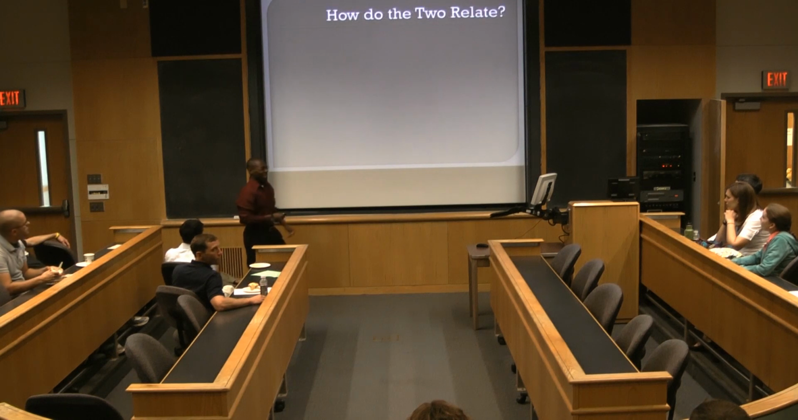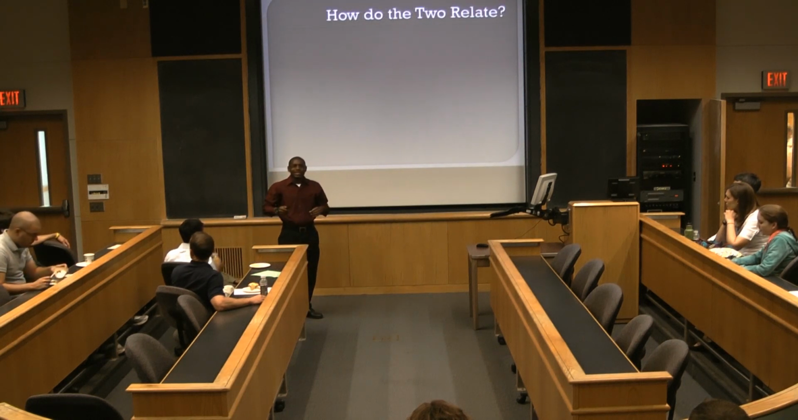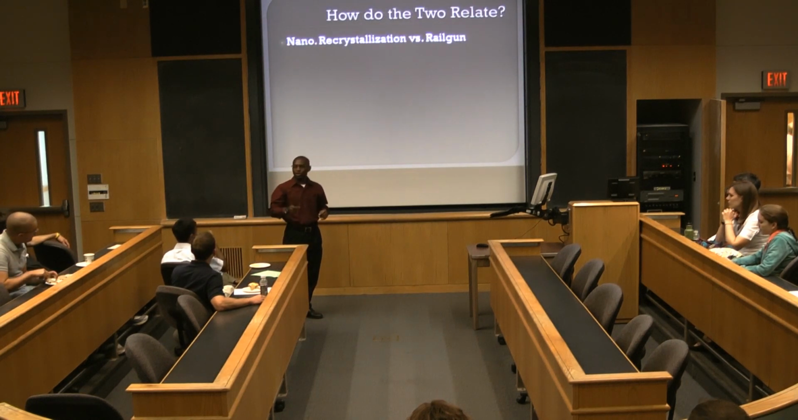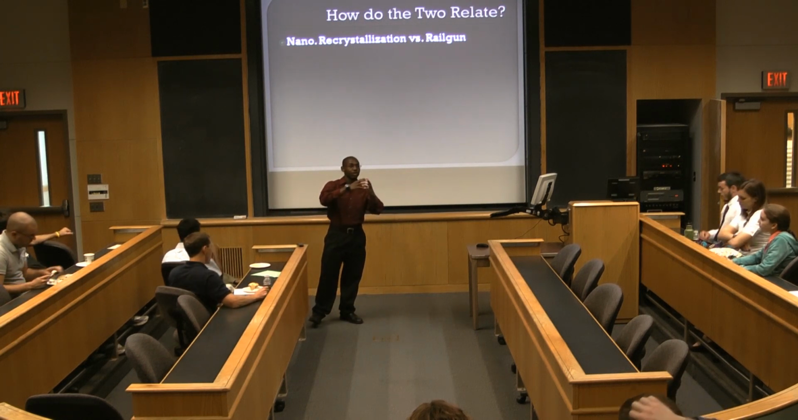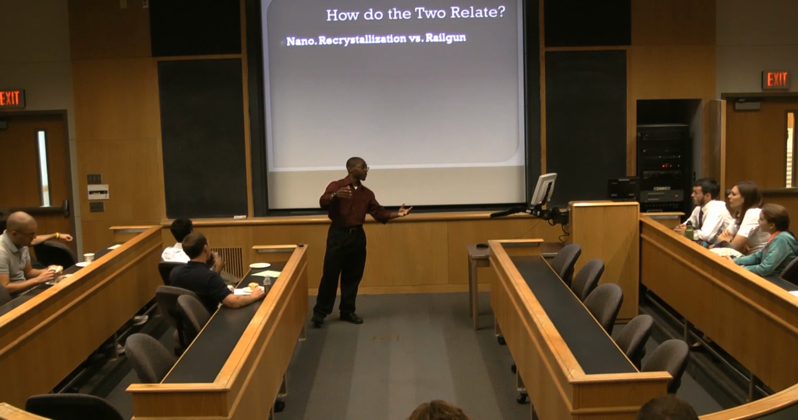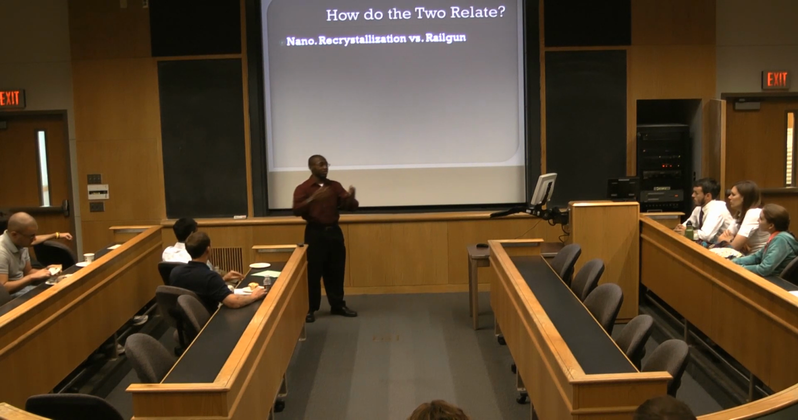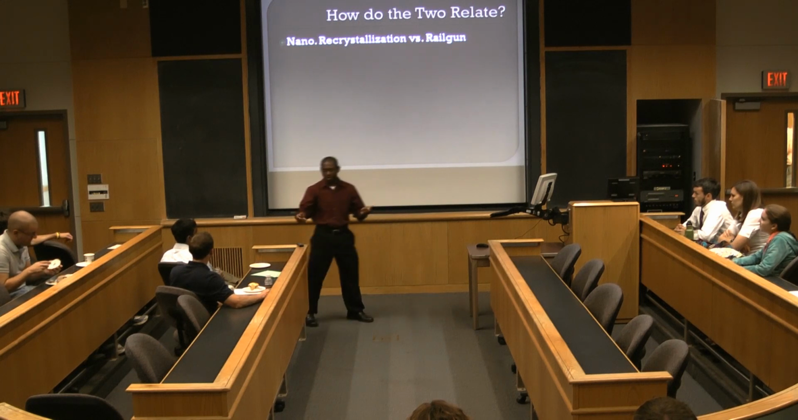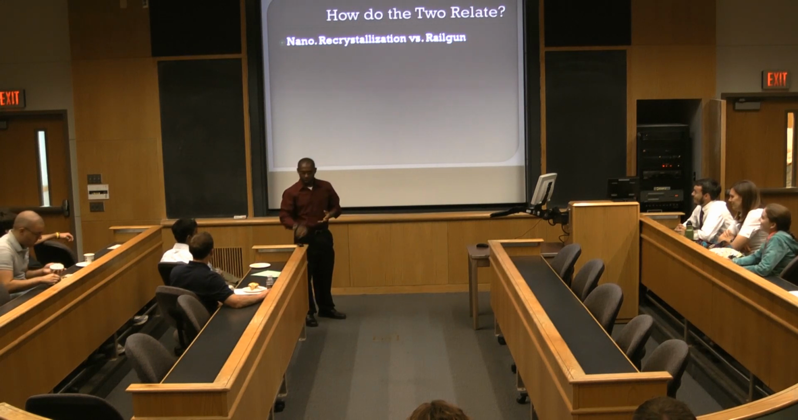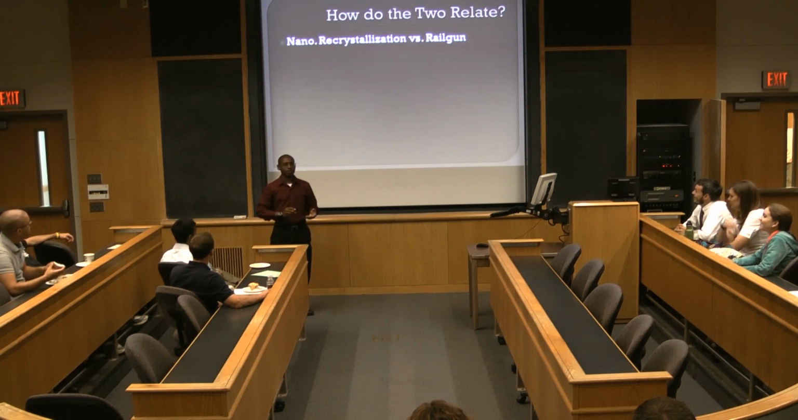Now, how do the two relate? On the one hand, we have nanoparticle recrystallization, which is, again, taking these micrometer-sized particles and breaking them up until they go into the nanometer range. And on the other hand, we have this very cool railgun thing that destroys objects, which I just love. So how do the two relate? Well, if we take a second look at the railgun, we'll see how.